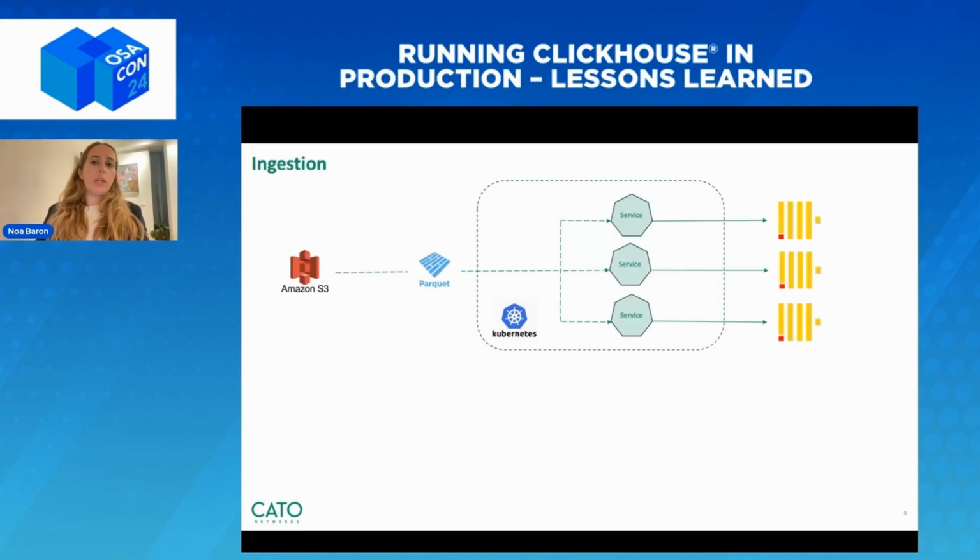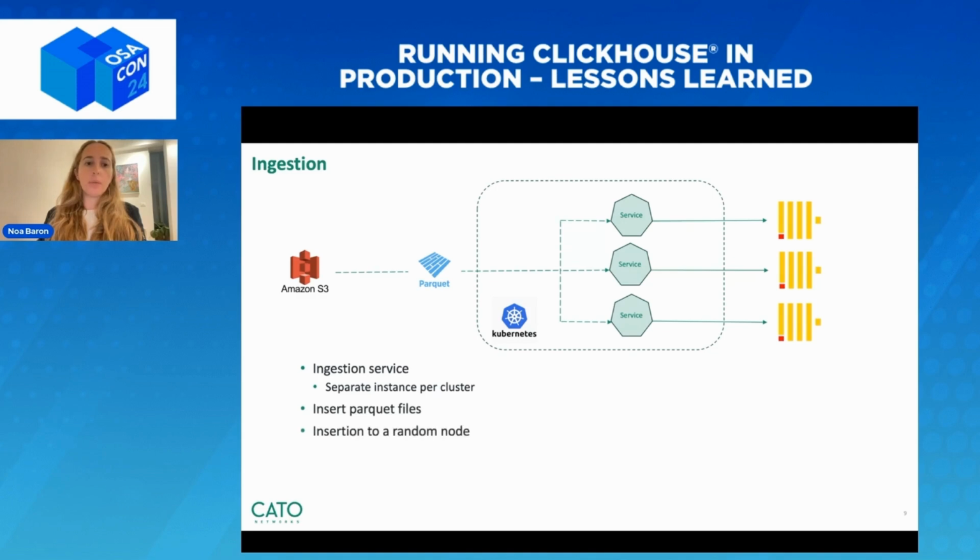Okay, in terms of ingestion, we have a service running on Kubernetes, reading Parquet files from S3 and ingesting them into ClickHouse. We ingest to a random node every time. We have 1 service per cluster, and we also handle the schema evolution in this service, and we use Liquibase to manage that.